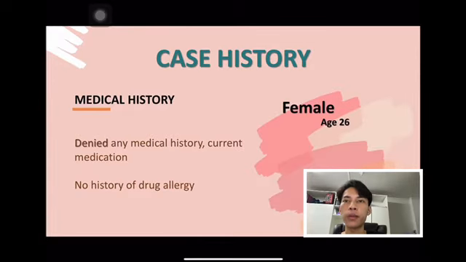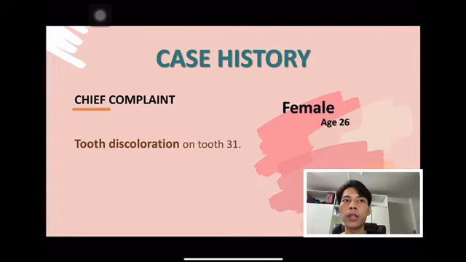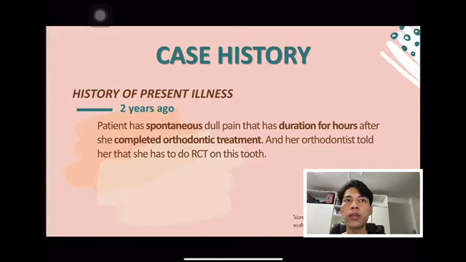Let's start with patient history. Thai female patient, age 26. Medical history: patient denies any medical history, current medication, and has no history of drug allergy. Patient complained that she has tooth discoloration on tooth 3-1.